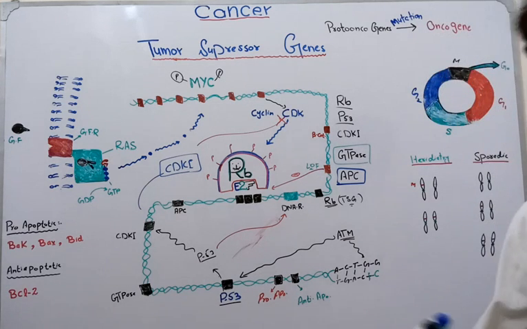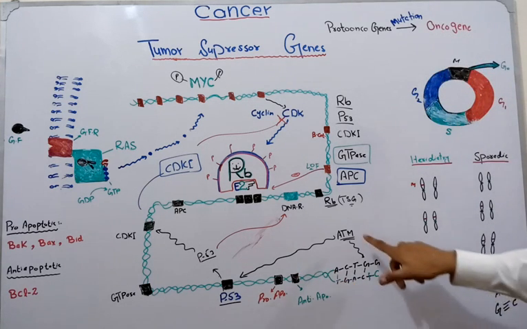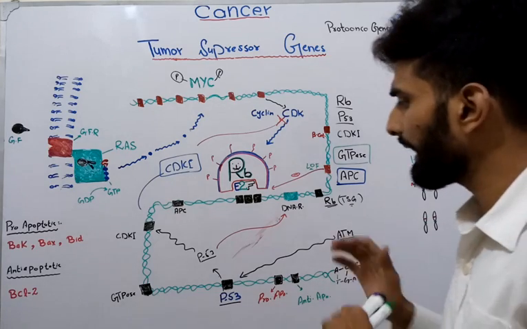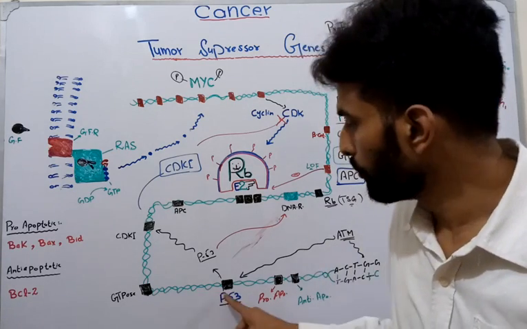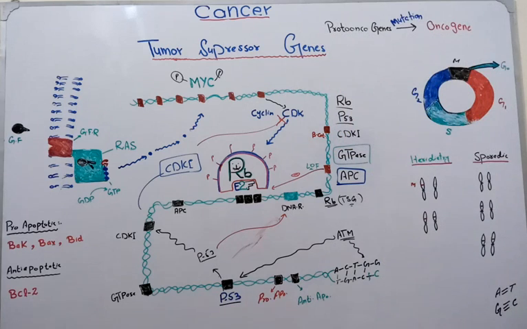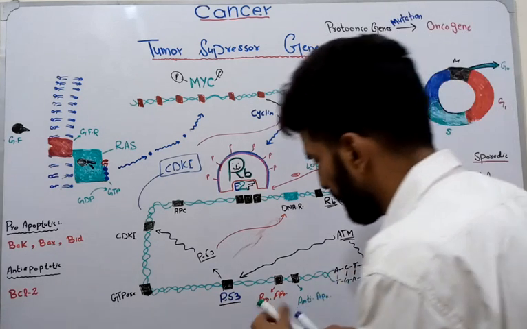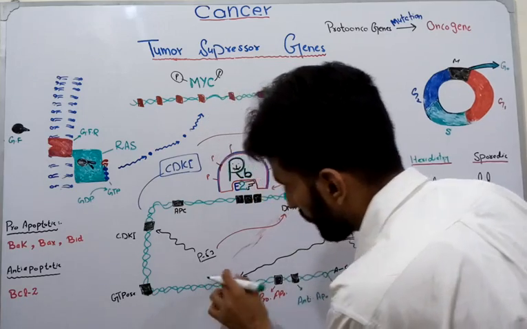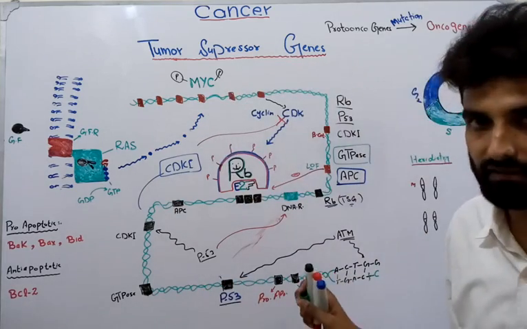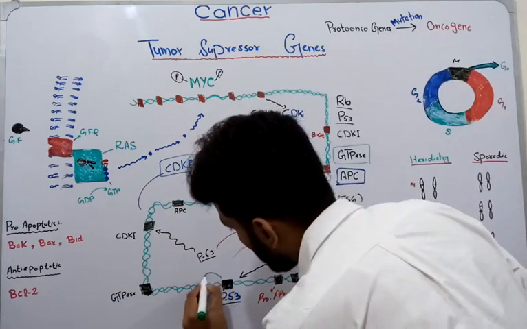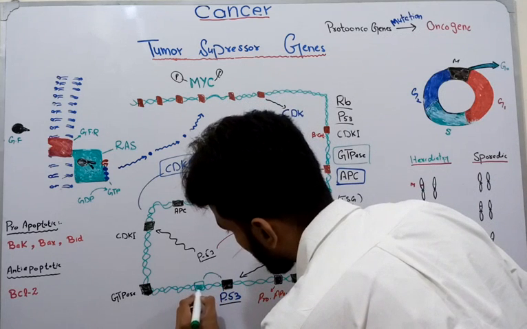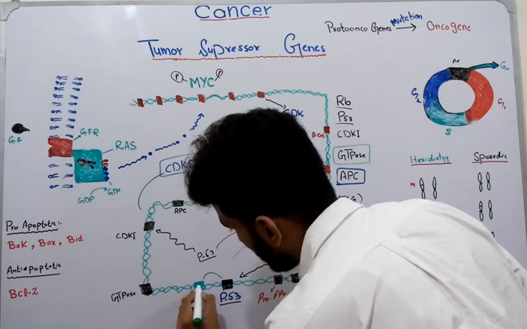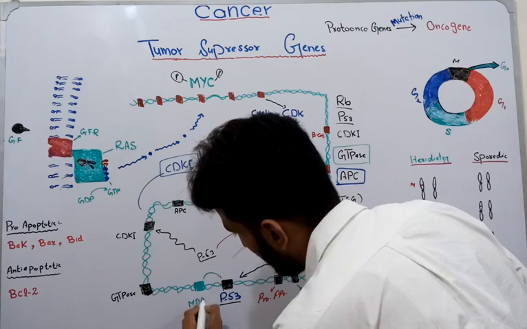Once the mutation has been removed, now this ATM will not send any further signals to the P-53 gene. So it means now P-53 will not receive any kind of other signal. What it will do? It will stimulate another gene that is called MDM2.